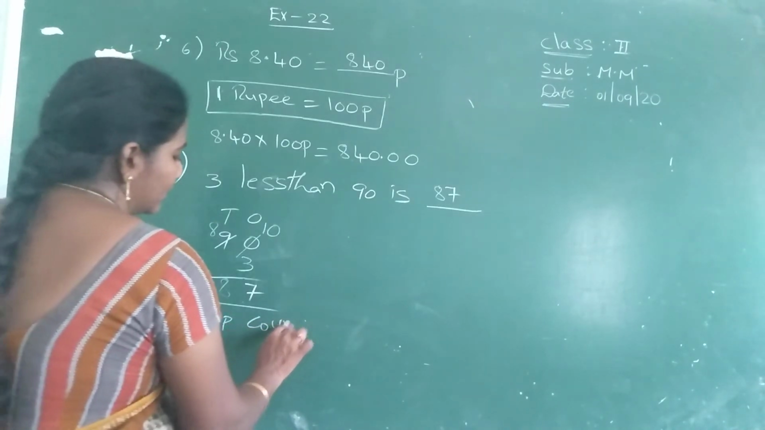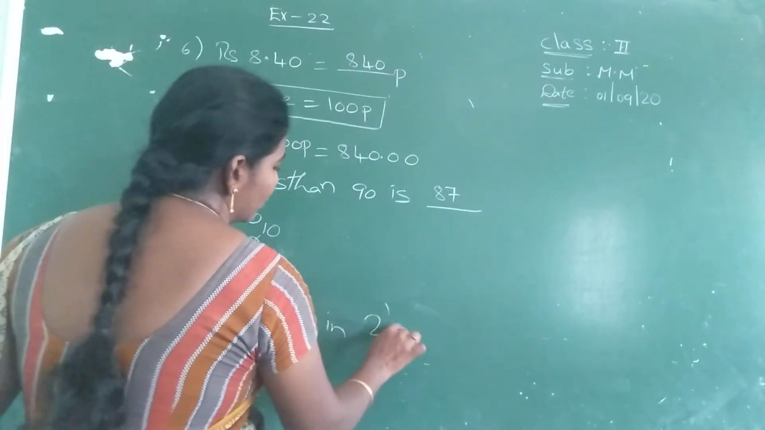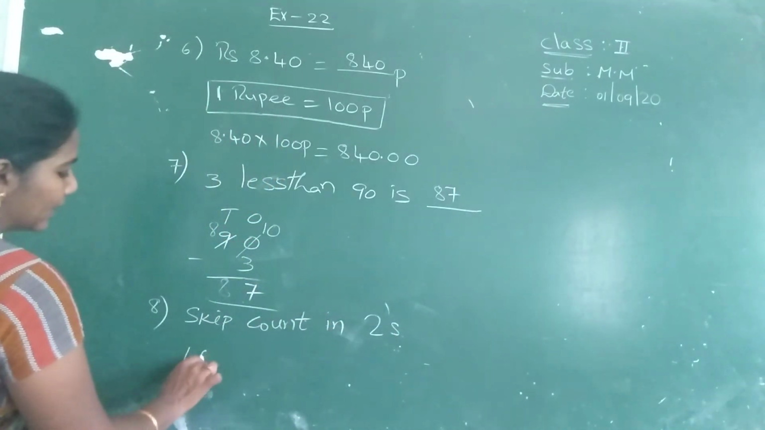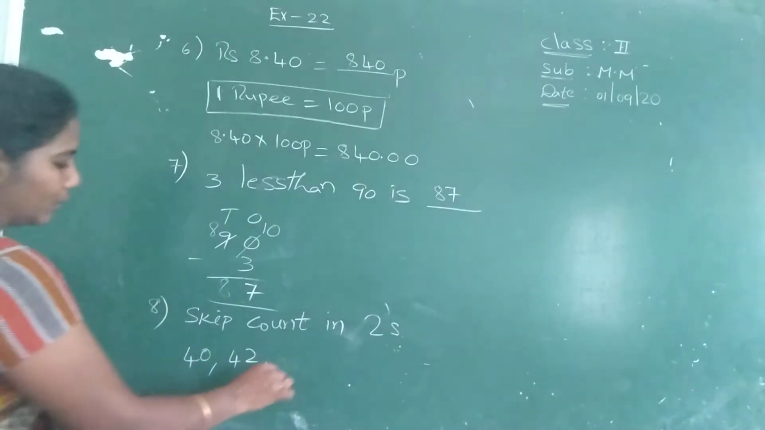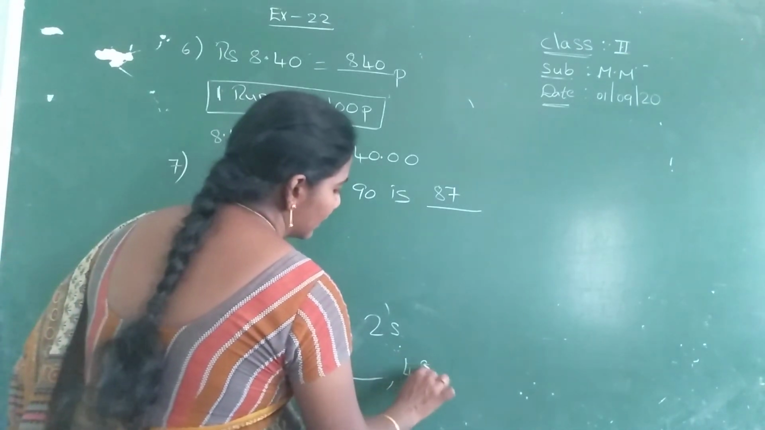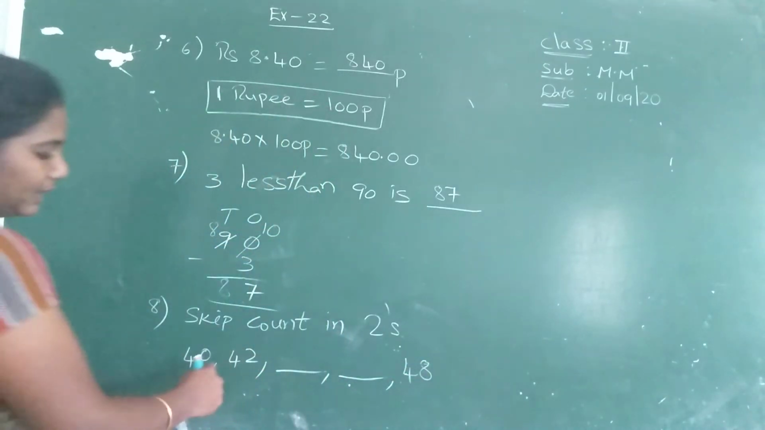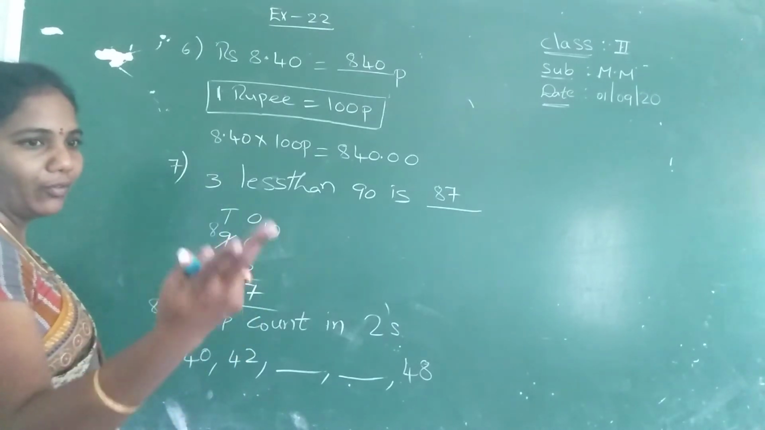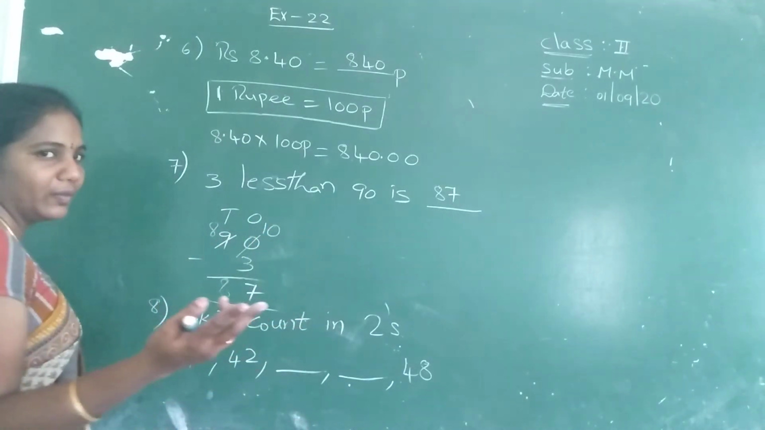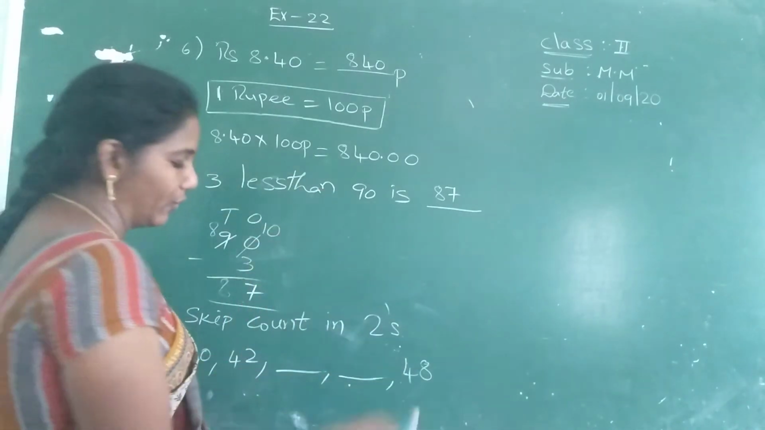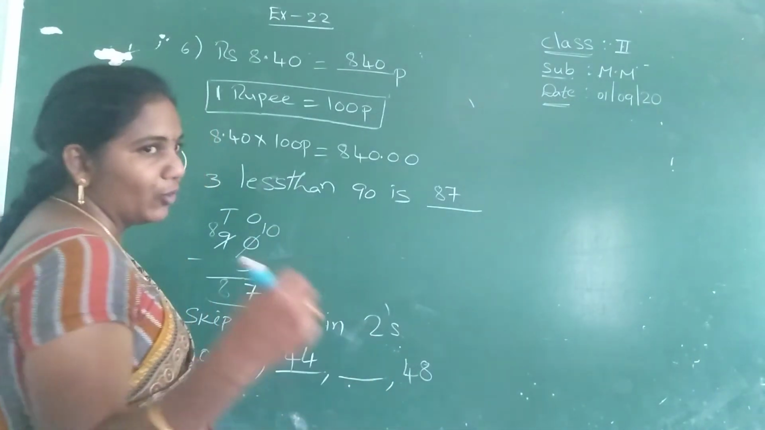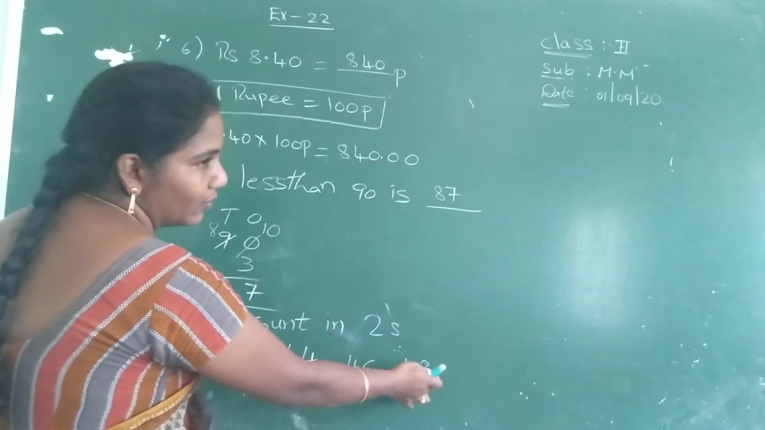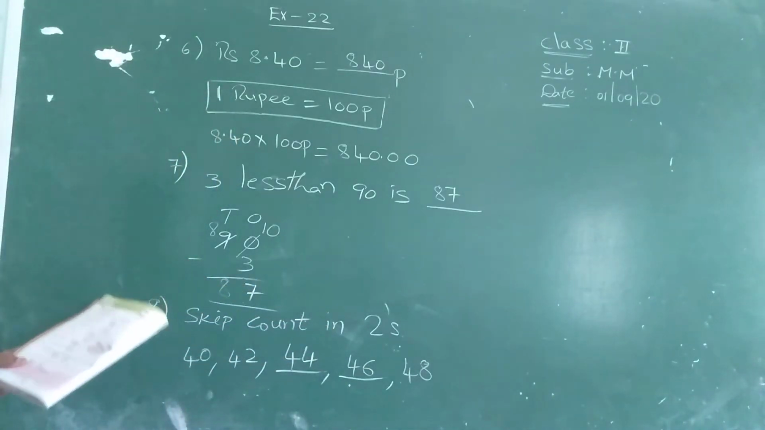Skip count in twos. Skip count means you have to skip numbers now. Here they have given 40, 42. You have to skip. See, they gave here 40. You have to jump two numbers. 40, after that 41, 42. Next, after 42 jump two numbers: 43, 44. Next, after 44: 45, 46. Next, 47, 48. They gave 48 already. Okay?